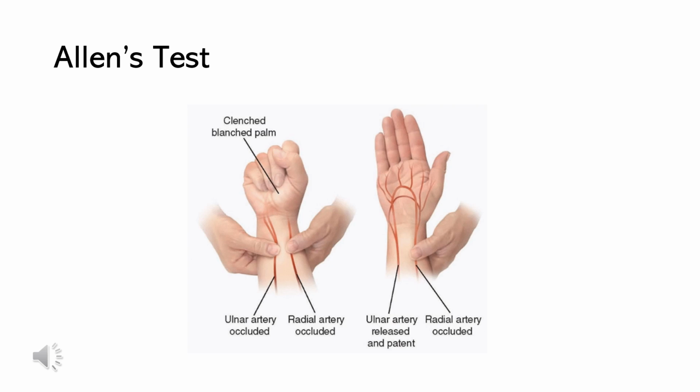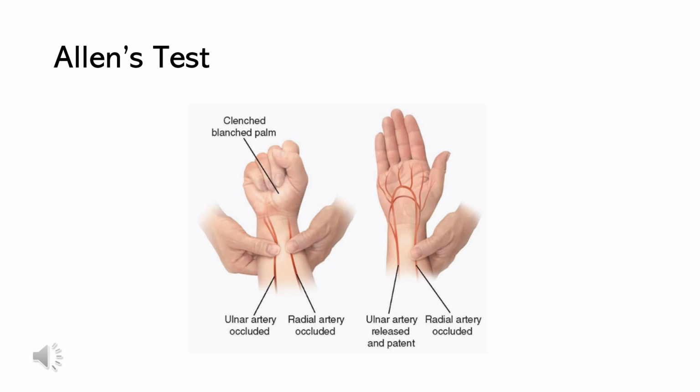Use your thumbs to occlude both the radial and ulnar arteries while asking the patient to open and close their hands several times until it appears blanched. That's a white color. Then, while still occluding the radial artery, release the ulnar artery. Watch for the hand to pink up within 5 to 15 seconds, signaling adequate collateral circulation.